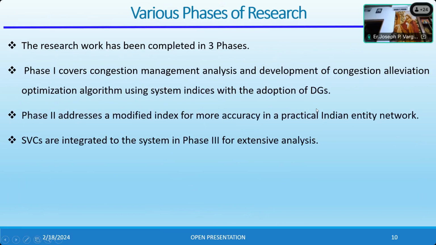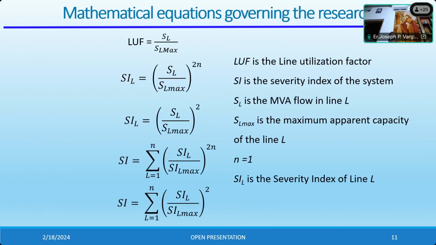And for this practical system, we have considered our own system, the KSBL system, a part of the system. Static power compensators are integrated into the system in phase 3, and this is not included in this presentation. The various mathematical equations governing this research are the line utilization factor, the flow of power, that is in MVA, divided by the maximum capacity of the transmission line, or we can call it the thermal capacity of the line. From references and from the textbook of Allen Wood, it is understood that the severity index of any line can be expressed as the SL by SL max ratio raised to 2n. That is the line utilization factor raised to 2n.